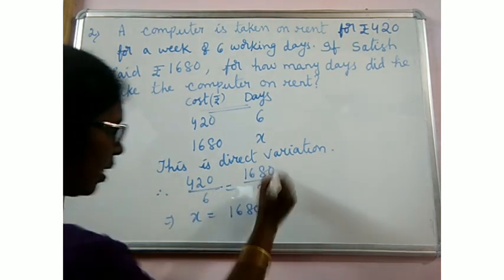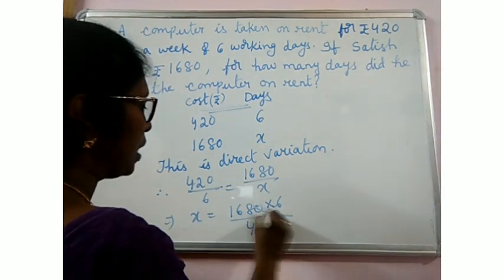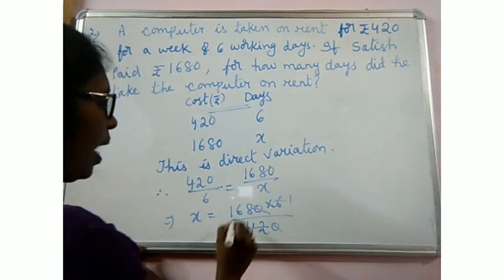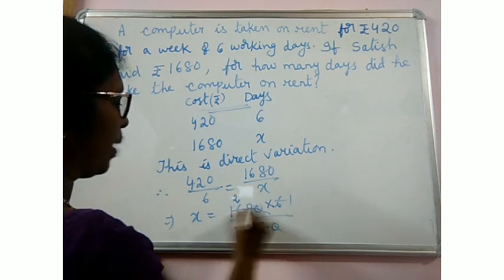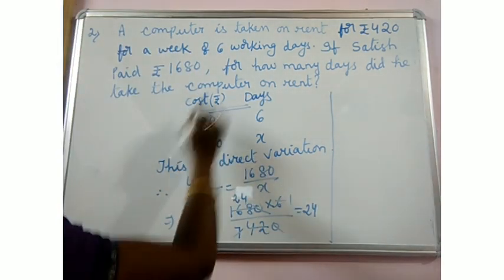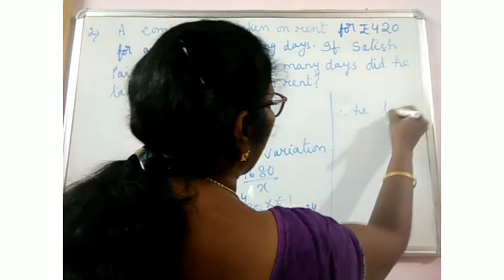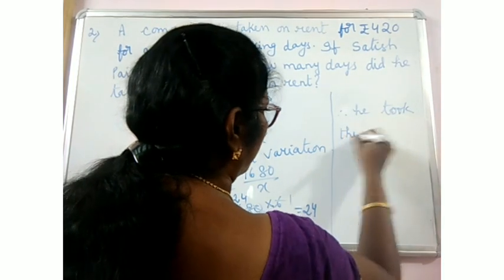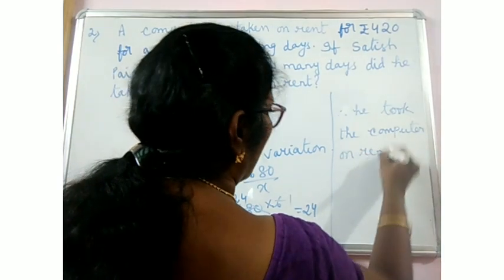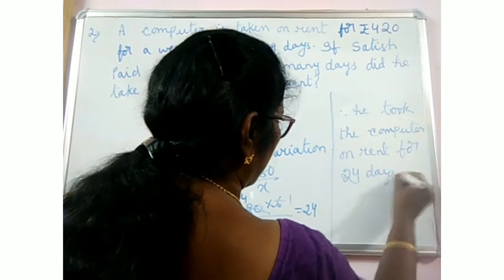x is 1680 by 420 into 6. Zeros cancel, 6 1s are 6, 6 7s are 42, and 7 4s are 28. So x is 24. What is x? For how many days did he take the computer on rent? Therefore, he took the computer on rent for 24 days.